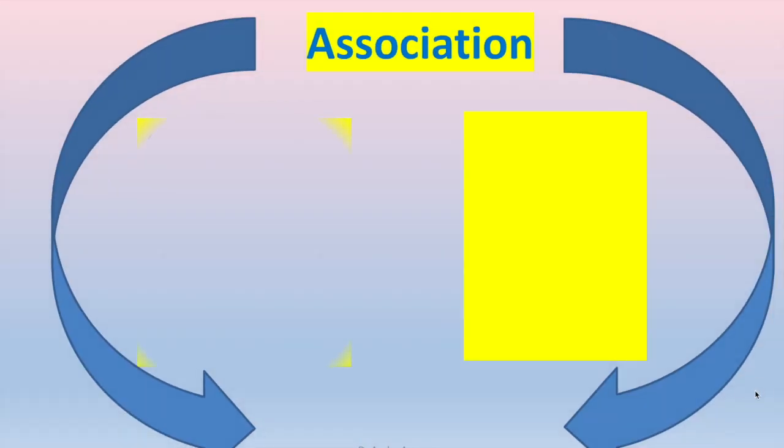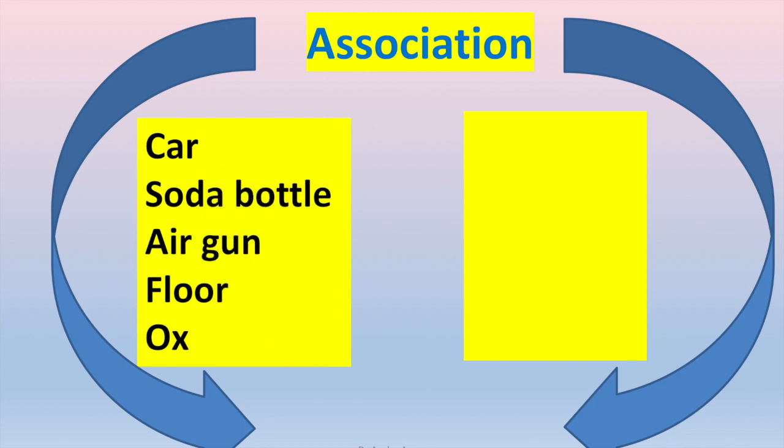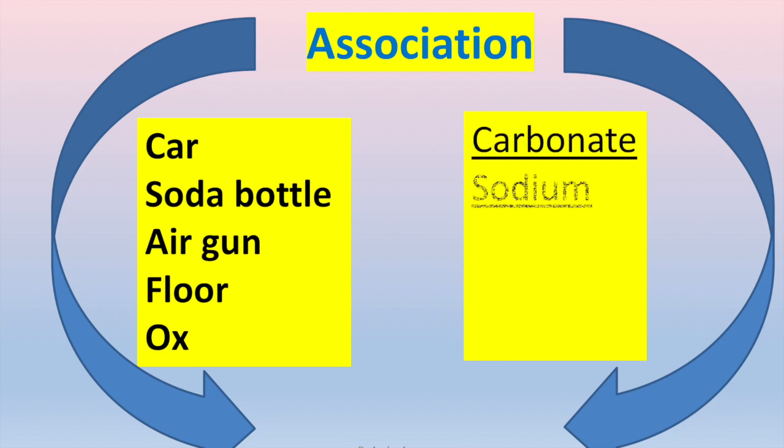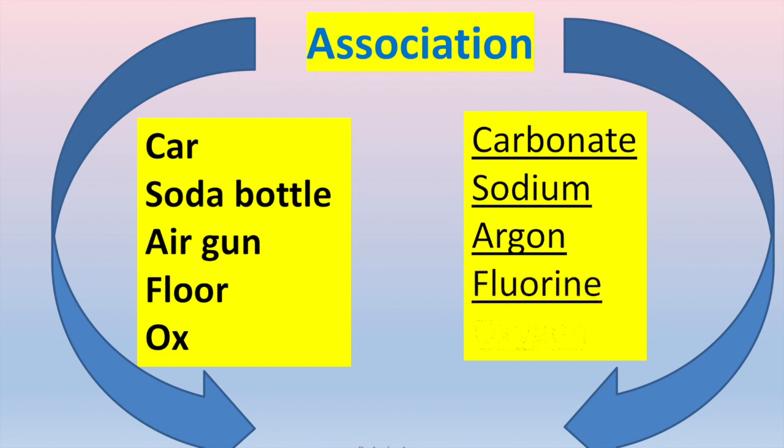So now what happens here? We saw a car, soda bottle, air gun, floor, and ox. And since the pictures were big and elaborate, you certainly remember them in the right order. The car reminds you of carbonate, soda bottle reminds you of sodium, air gun, argon, floor, fluorine, and oxygen. So the simple 2 to 3 line story with 5 nice visuals puts a perspective to these 5 words.